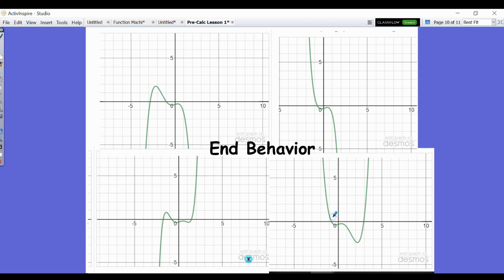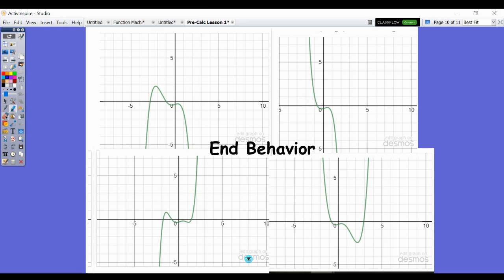You've made it to the very end as far as end behavior goes. End behavior is more notation than anything, but once it's broken down to its bare bones, it's actually not that difficult. So we can see example number one. I'm looking at this first example over here.